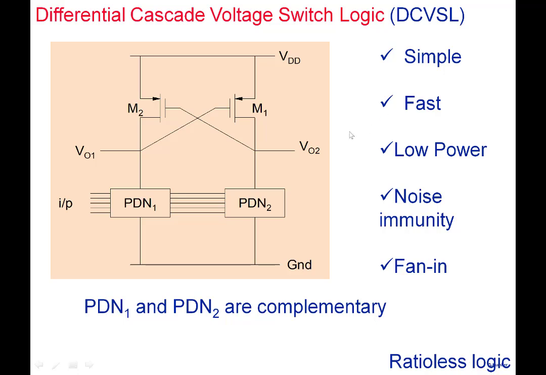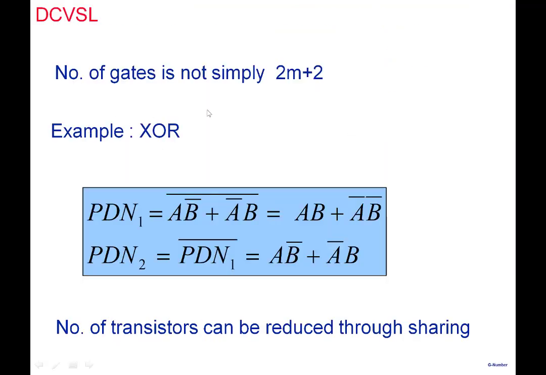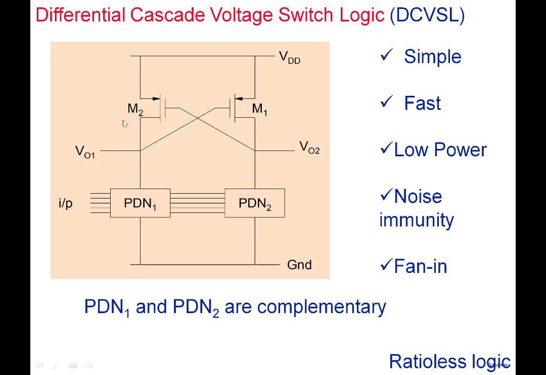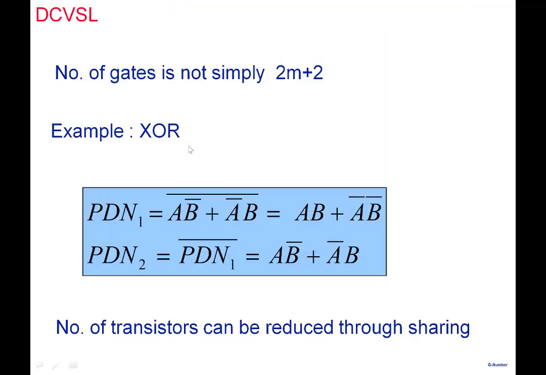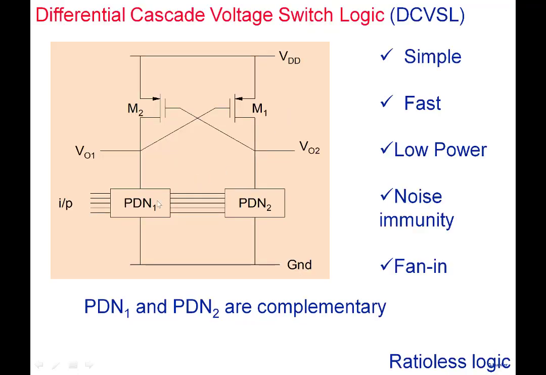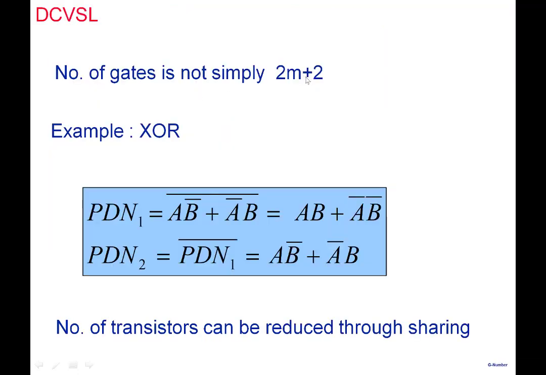Let me show you an implementation here. If you look at the number of transistors in this particular gate, it would appear to be 2m plus 2. If m is the number of gates here, then m is the number of gates here, complementary, m plus m, 2m, and then 2 here. So it would appear to be 2m plus 2, but it's not exactly like that. So let me show you an implementation for an XOR gate.